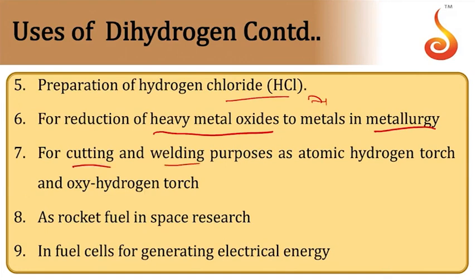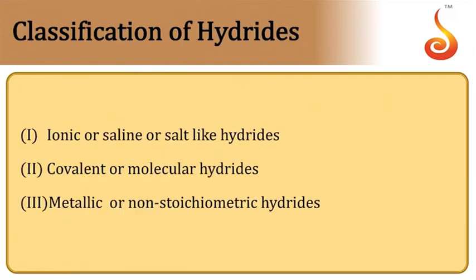And then in cutting and welding, atomic hydrogen can be used in the form of atomic hydrogen torch, or else called oxyhydrogen torch, because they give higher heat of combustion. It is also used as rocket fuel in space research, and in the preparation of fuel cells, especially hydrogen fuel cell, for generating electrical energy. These are the uses of dihydrogen.